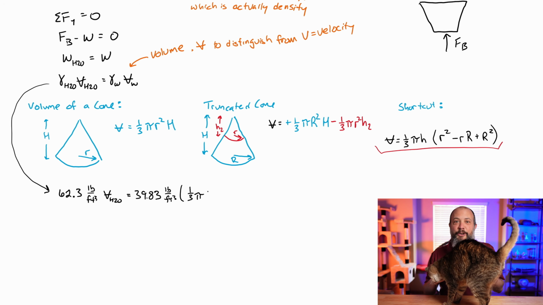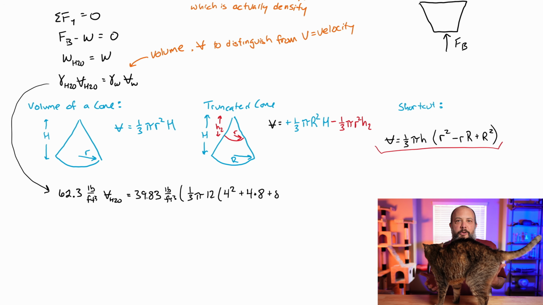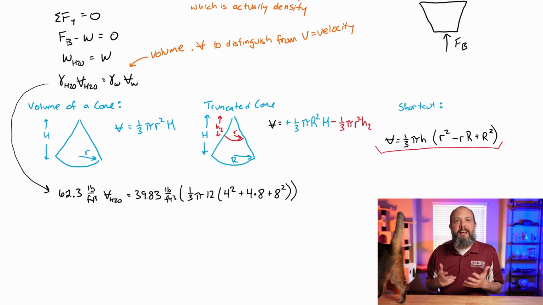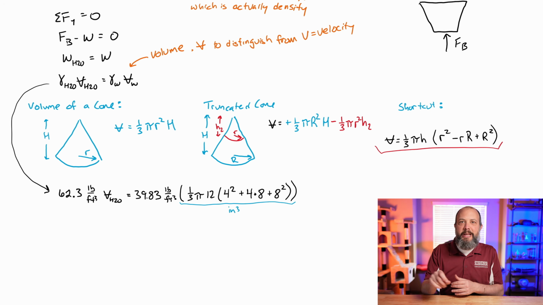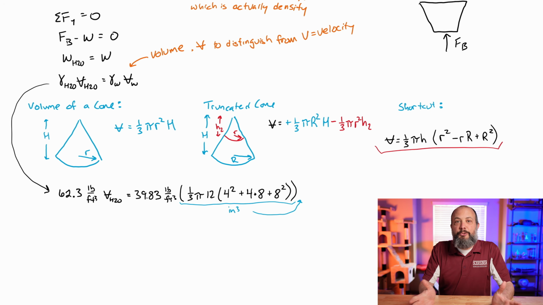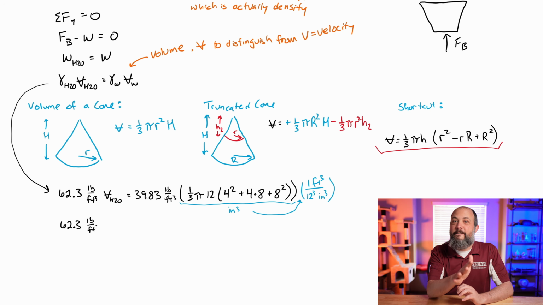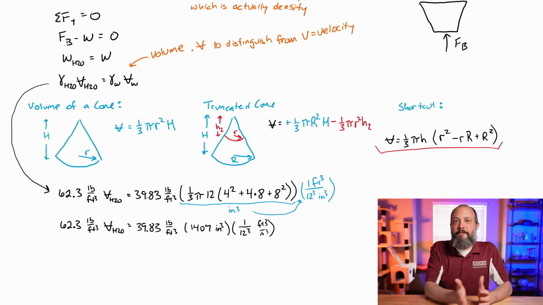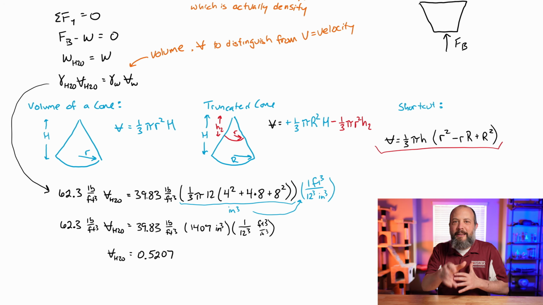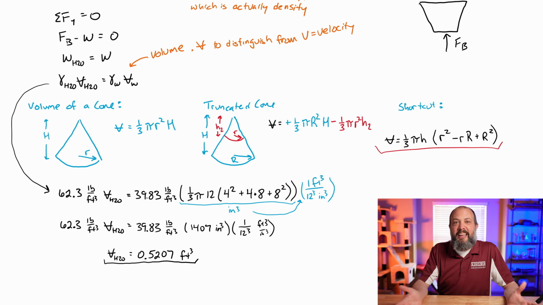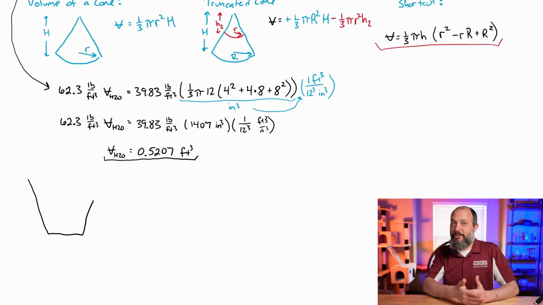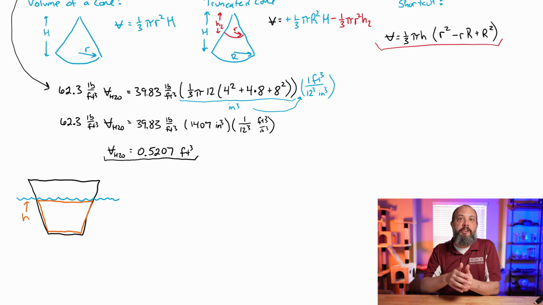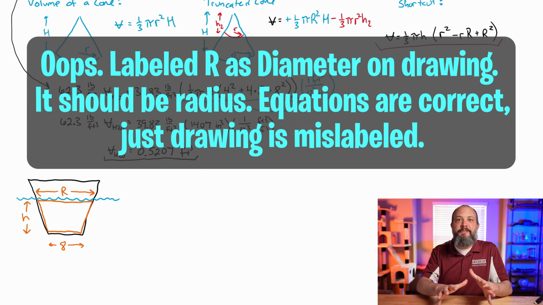So we know the entire volume of the wooden shape, so we can plug in numbers for the volume of the wood right now. We've got the depth of 12 inches, a small radius 4 inches, large radius of 8 inches. Get to a volume of 1,407 inches cubed, but since the specific weight is in feet cubed, we do have to do a conversion and divide by 12 cubed to get this into feet cubed. And so then we can find the volume of the displaced water is going to be 0.5207 feet cubed. And now we go back to the truncated cone formula to try to find height, the depth of the water, the submerged depth, which is the draft of this floating body.